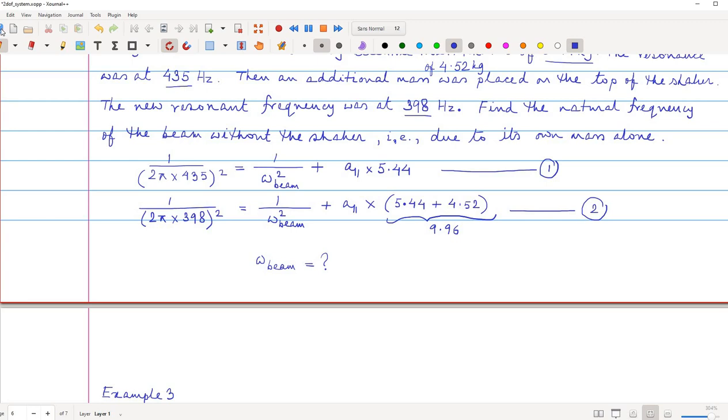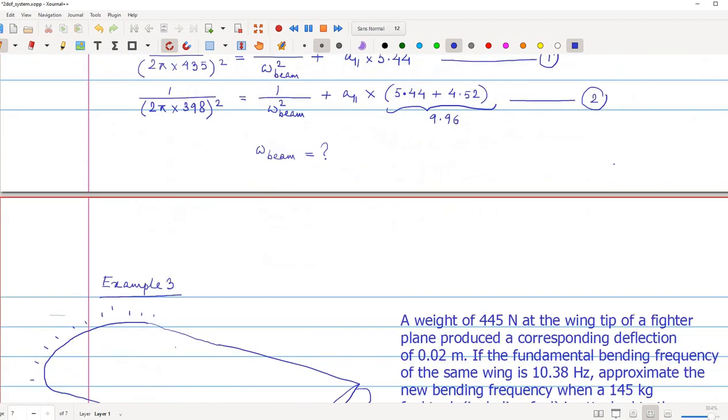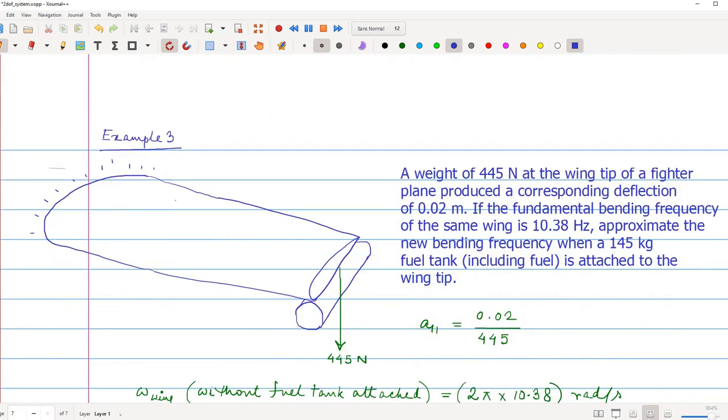And another interesting example is there. This is another interesting example. So a weight of 445 Newton. If you put a weight of 445 Newton at the wingtip of a fighter plane, that produces a corresponding deflection of this. If the fundamental bending frequency of the same wing is 10.38 Hz, approximate the new bending frequency when a 145 kg fuel tank is attached to the wingtip.